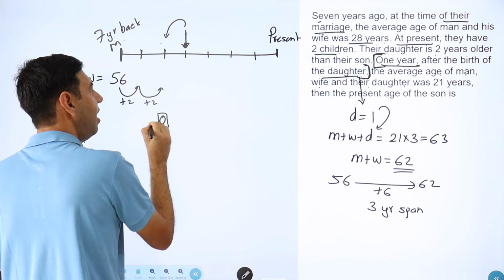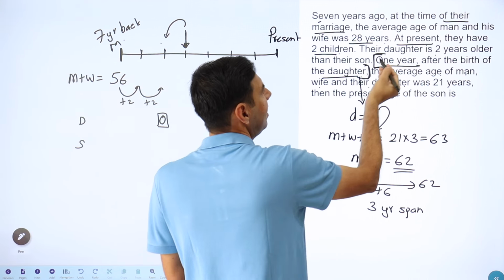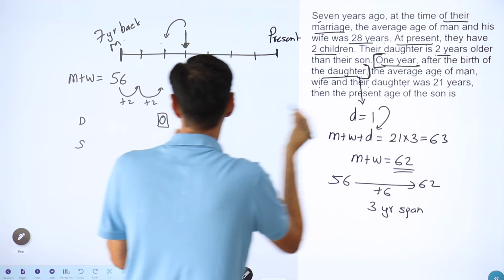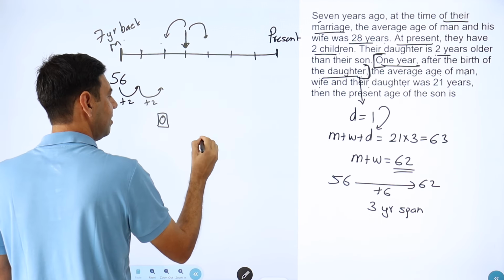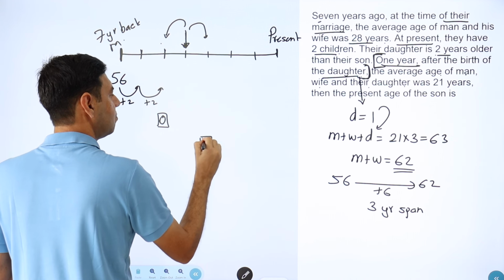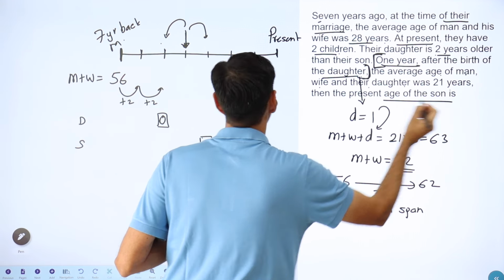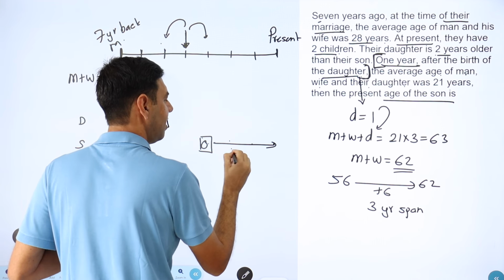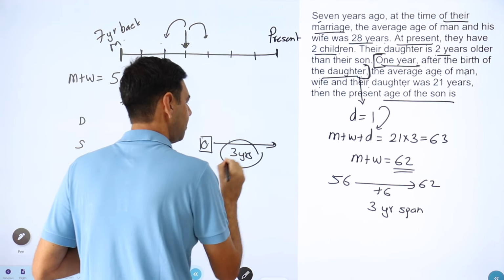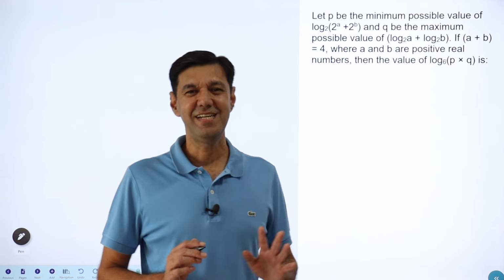She is born. And since the difference between the daughter and the child is 2 years, the daughter is 2 years older. So the son was born 1 year later. So son was born here. So the question is asking the present age of the son, 1 year, 2 years, 3 years. The son is going to be 3 years old. An interesting question.